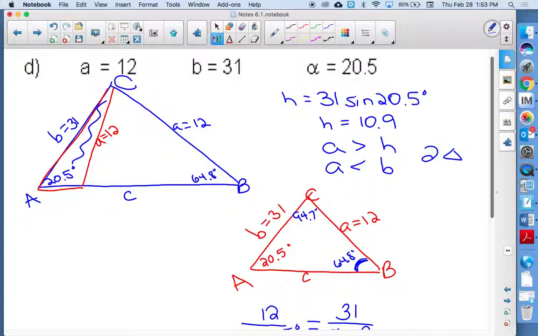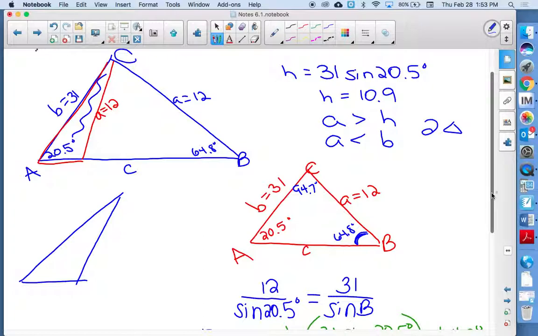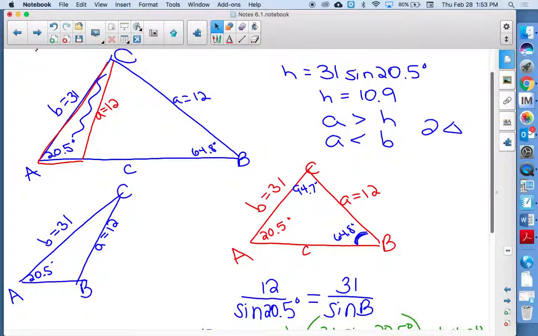So I'm looking at this little skinny triangle on the side. And it looks like that. So we know that this is 31. This angle is still 20.5 because it's the same angle. And this side here is still 12 because the length of A is still the length of A. We just moved it inward to get a second triangle. How could you try and find another angle inside that triangle?